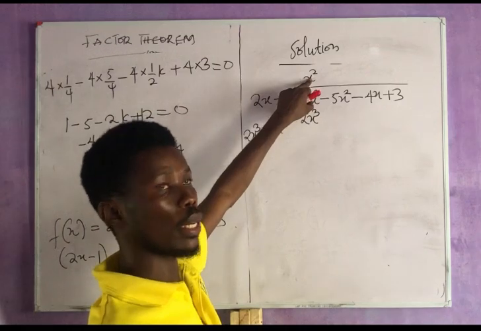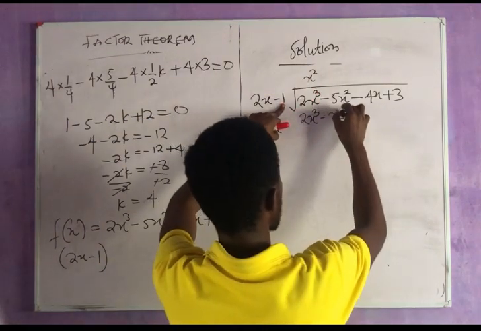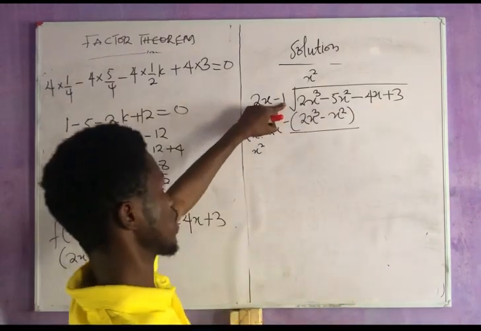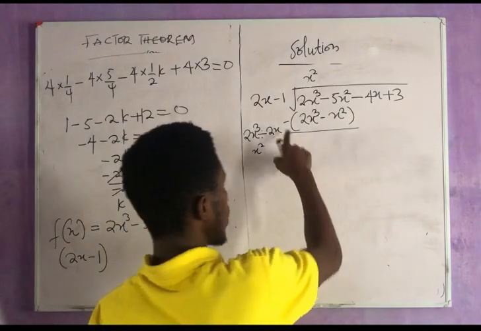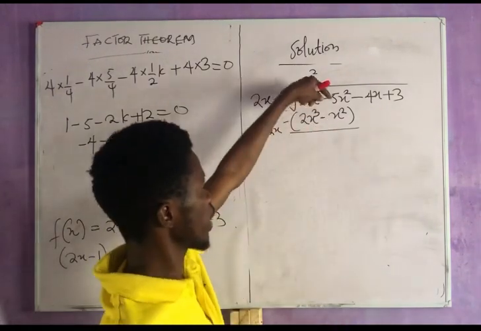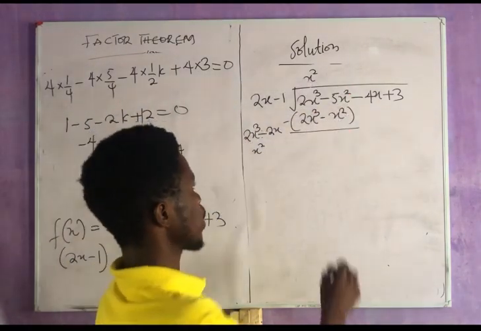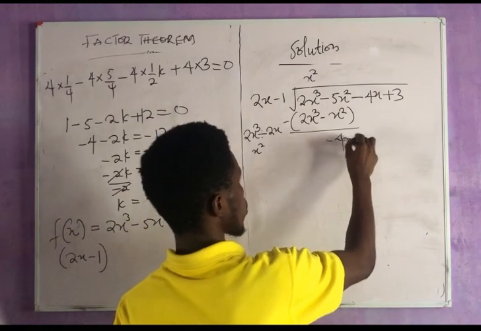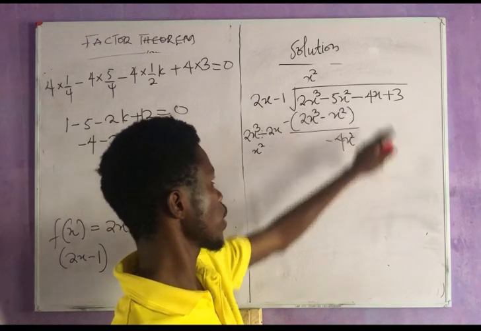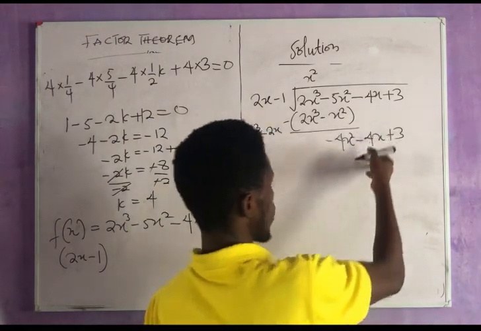Then x squared multiplying negative 1 will give you negative x squared. So you take the difference, and this and that will go with it. Negative times negative will give you positive. So we have negative 5x squared plus x squared, and that will give you negative 4x squared. Then we have negative 4x here, you bring it in there. Then plus 3, so you just add the remaining one.